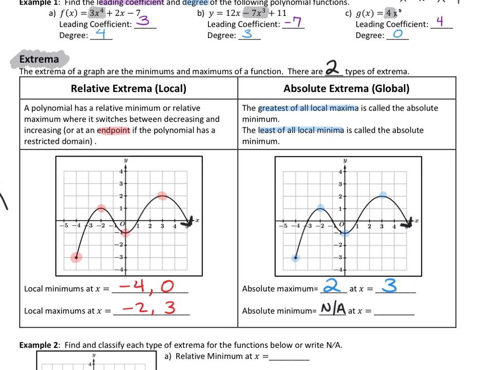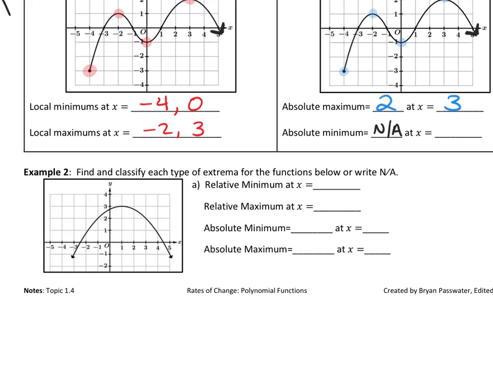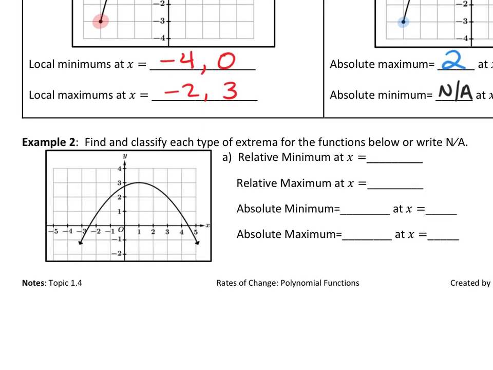Can we try some practice problems with just identifying extrema? Okay, example 2. Find and classify each type of extrema for the functions below or write not available if it's not there. Okay, let's look at our graph for a second. Do we have endpoints? No, these are both arrows. We've got to look close. I know that's a little bit of a small graph for you, but those are arrows, so we'll emphasize. Okay, but what does it have?